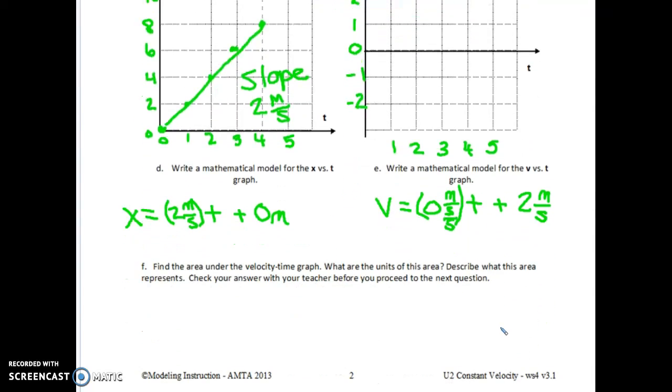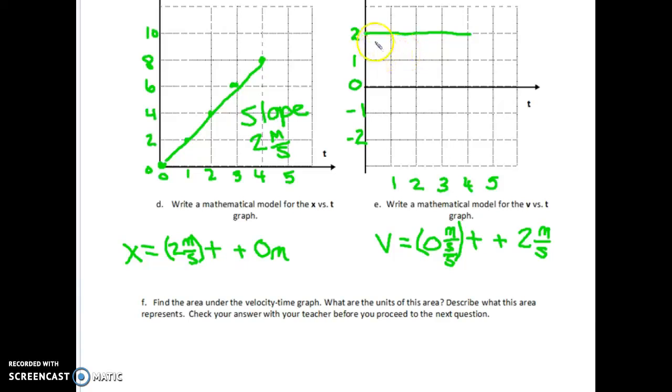My last part of this worksheet, on this page at least, for number 2, is to find the area underneath my velocity versus time graph, identify the units of this area, and describe what that means. I'm going to change colors for just a moment. So what I'm trying to do is figure out the area of this section right here. And it's always from the 0 line up to my velocity versus time line. So this whole section here. And you're probably noticing right now that this area is the shape of a rectangle.